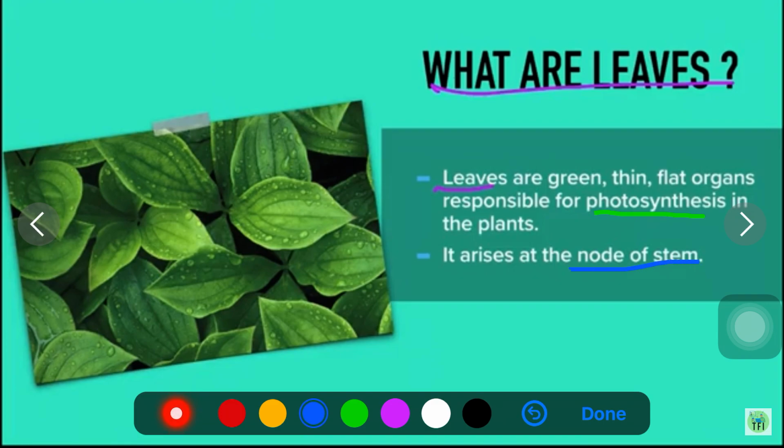Now students, I want you to watch a video on how the leaves arise from the stem. So have a look.